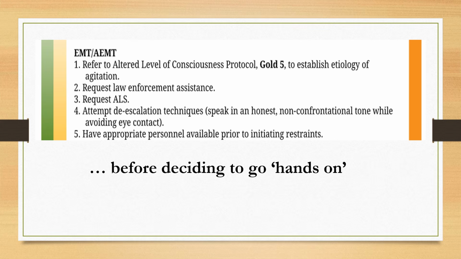Moving through the protocol, we start off with the most basic way to deal with these patients. First and foremost, before we go hands-on, we need to make sure that we rule out any medical issues that we can fix, i.e. something like hypoxia, hypoglycemia, an overdose. You need to request law enforcement if you haven't done so already. Request ALS. Again, ALS is defined as a paramedic. Attempt to de-escalate using a calm, honest voice, a tone that's not confrontational, and avoid eye contact. And then again, before you decide to go hands-on, most importantly, make sure you have the muscle or the hands around you so that you can do it safely.